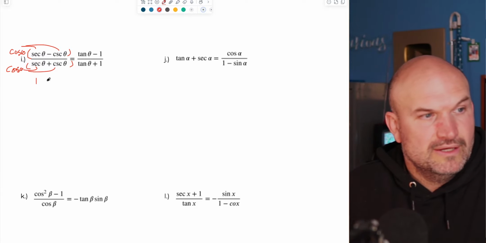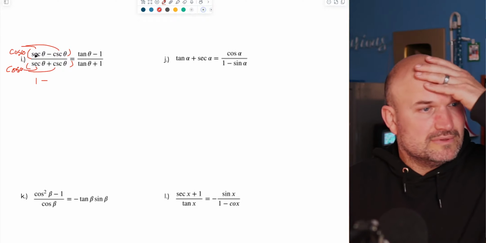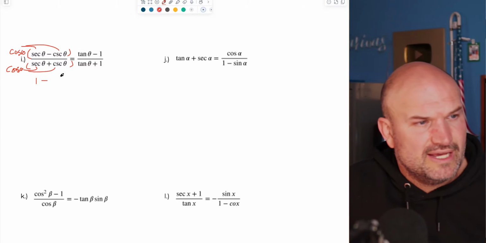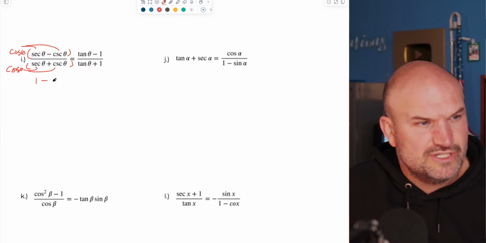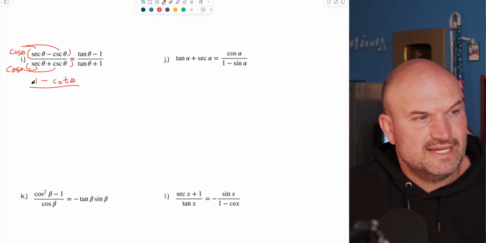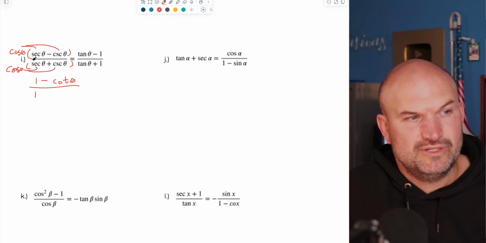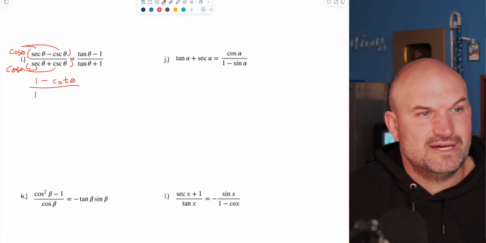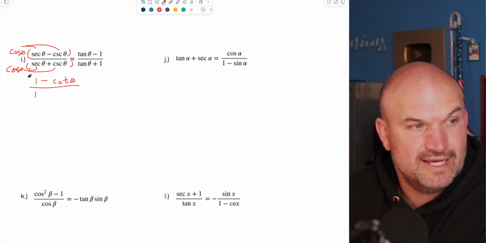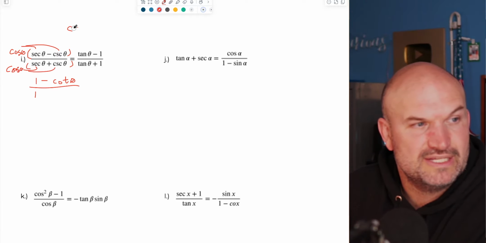Cosine times secant is 1. And cosine times cosecant is going to be a cosine over sine, which is going to be a cotangent of theta. And cosine times secant is going to be a 1. Maybe I should have done it by sine. Yeah, I should have done it by sine, but whatever. I already picked cosine. So cosine times secant is going to be a 1. And remember, cosecant, ladies and gentlemen, is 1 over sine, right?